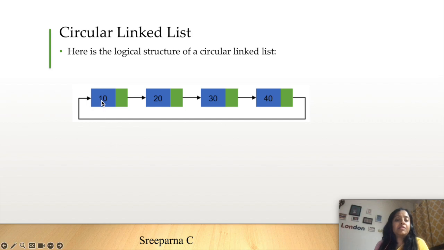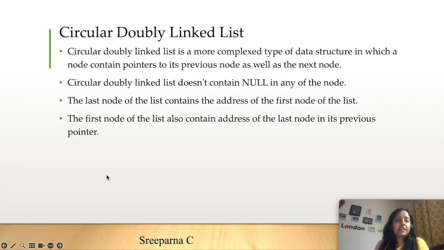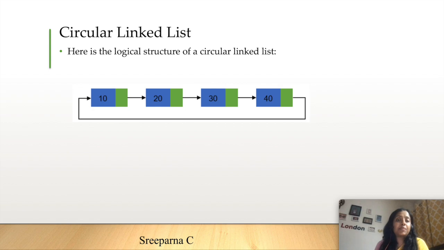As you can see, we can travel from 10 to 20, 20 to 30, 30 to 40. Again from 40 we can travel back to 10. This is a singly circular linked list where each and every node has one data part and only one address part, which points towards the next node. And the address part of the last node points towards the first node again. Now there is another variety of this type.